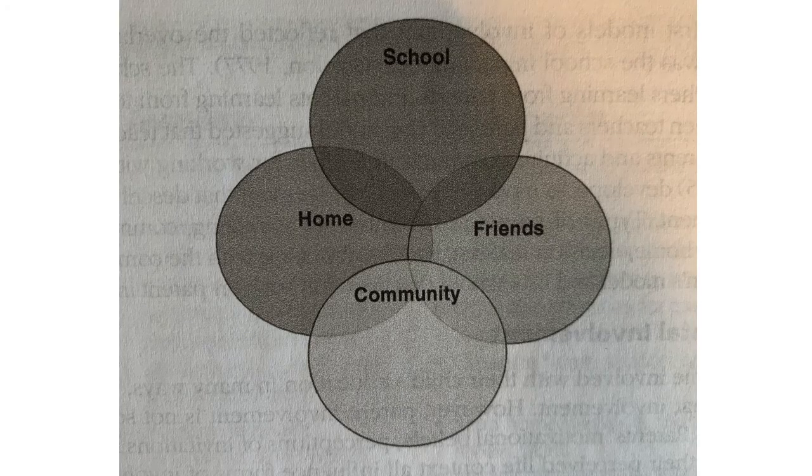So, overlapping spheres of influence support the idea that what happens at home can have an effect or influence on school performance. In this line of thinking, friends, close friends, or community, their influence is critical and they are also direct ecologies of a child.